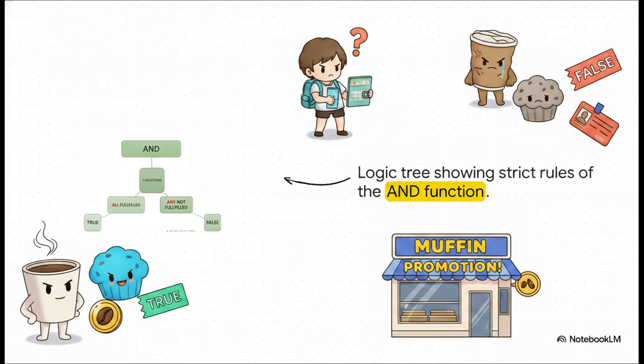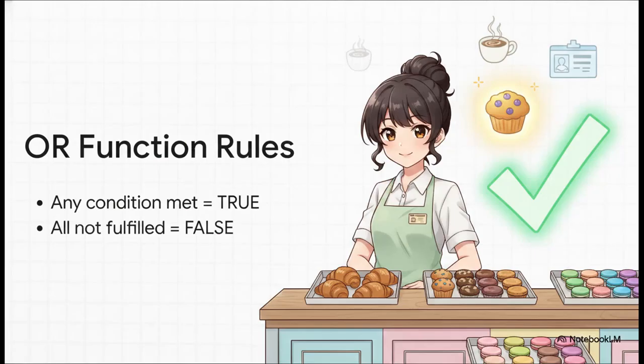No muffin for you. Conversely, the OR function is much more forgiving. It's like the friendly barista of logic functions. Because with OR, if just one single condition out of many is met, you get a true value. You only get a false if absolutely every single condition fails.